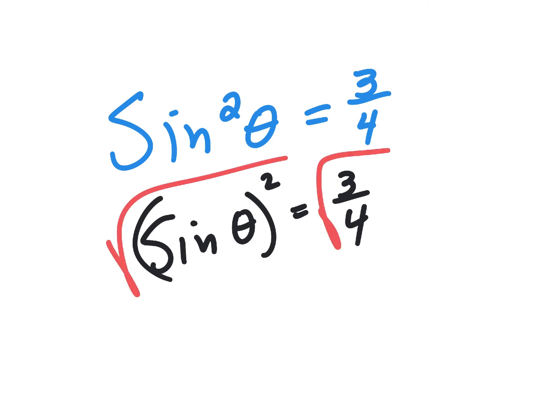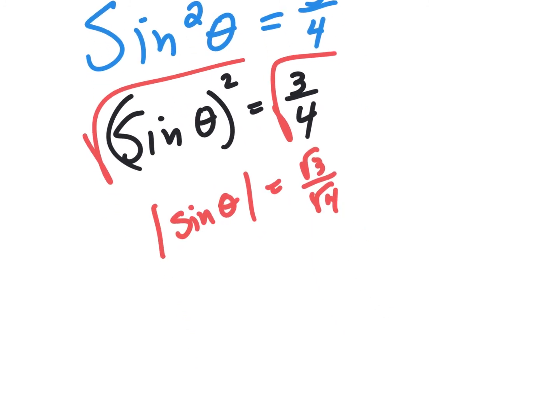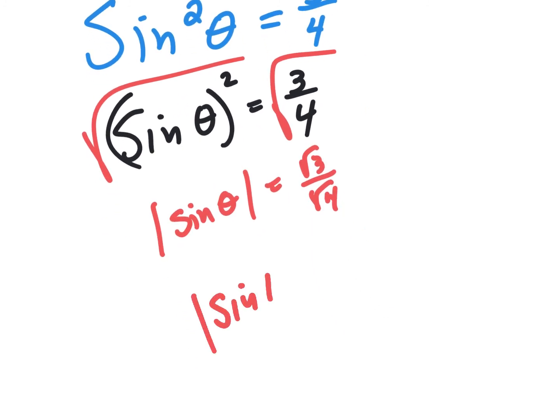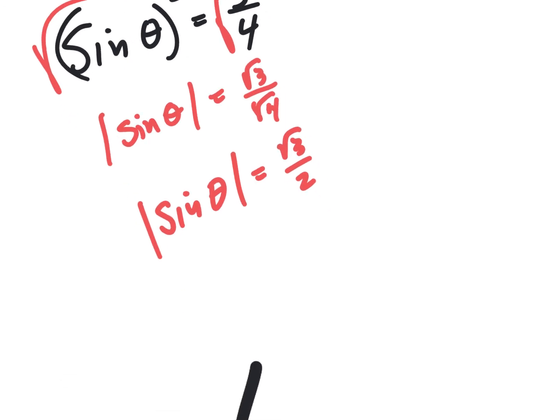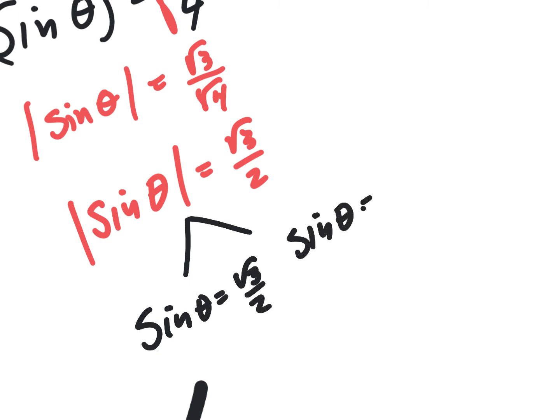And only some of you are going to remember that this is actually the absolute value of sine is equal to square root of 3 over the square root of 4. And, ooh, I happen to know the square root of 4. Absolute value of sine is square root of 3 over 2. And the fact that the absolute value means you'd have 2 answers. Sine of theta equals root 3 over 2. And sine of theta equals negative root 3 over 2.